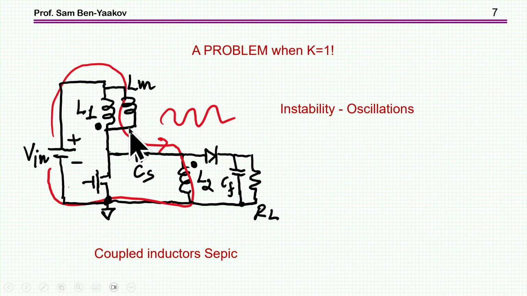Now, as it turns out, a coupling coefficient of 1 is not good for the Sepic. And the reason is that looking again at the situation when the transistor is off, we have here a path, which is like a resonance circuit. And this resonance circuit will cause oscillation and maybe instability. So in fact, the Sepic converter works best with some leakage, that is with the coupling coefficient which is smaller than 1, which is unlike the Flyback converter.